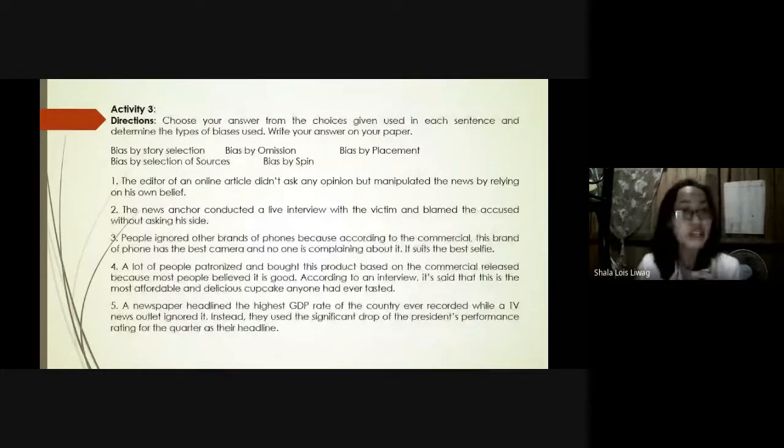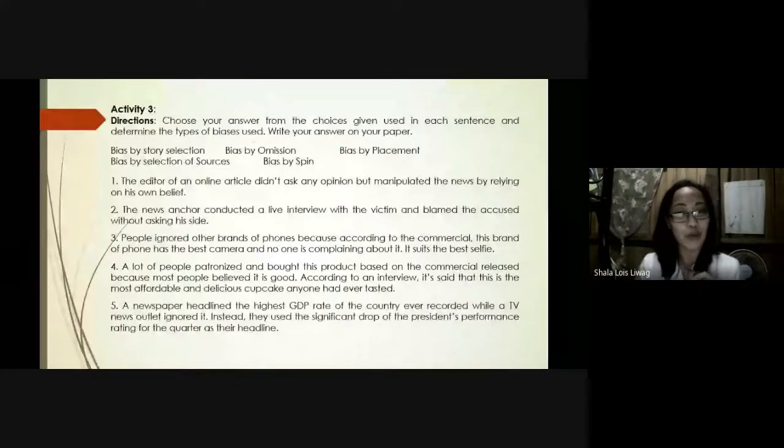For our third activity, choose your answer from the choices given used in each sentence and determine the types of biases used. Write your answer on your paper. The choices given are bias by story selection, bias by omission, bias by placement, bias by selection of sources, bias by spin. Ready your paper? You may now begin.